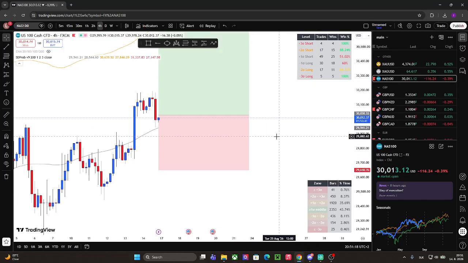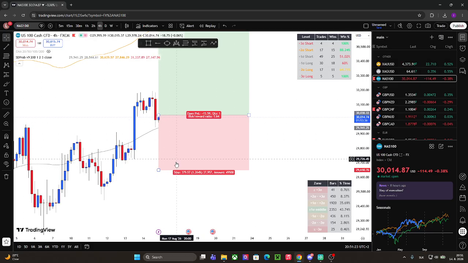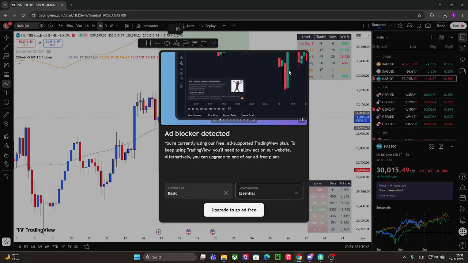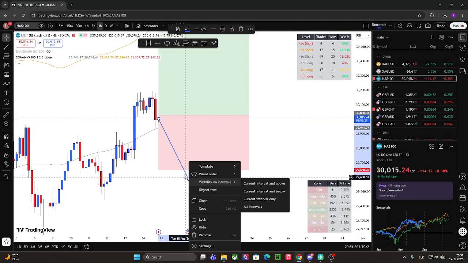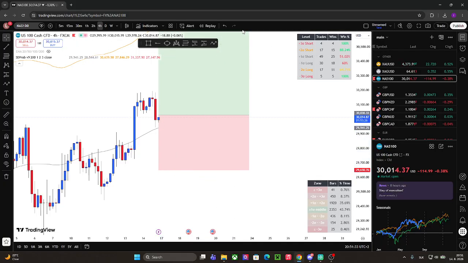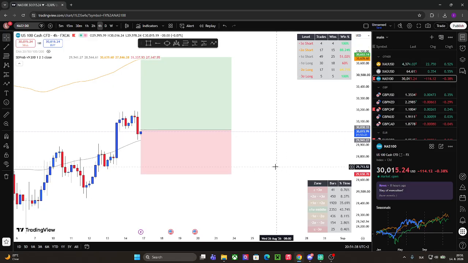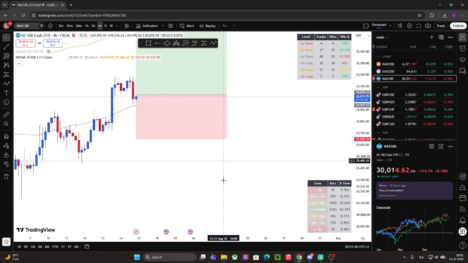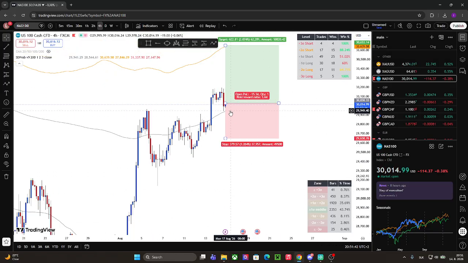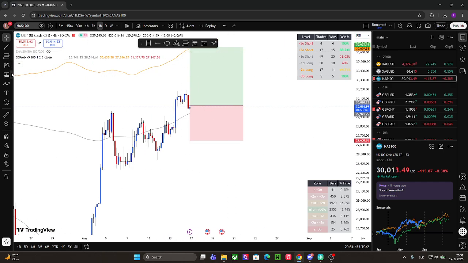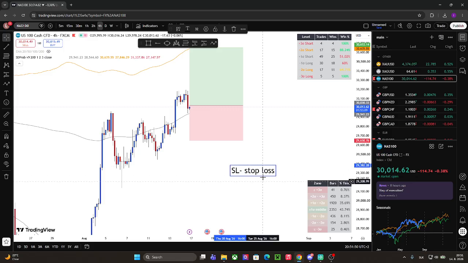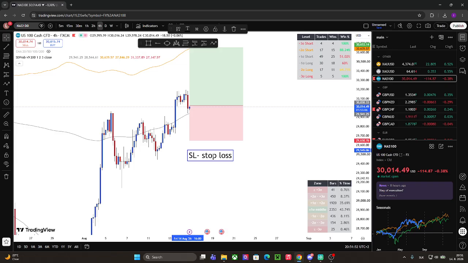So a stop loss is basically, let's say you have a stop loss right here. This red box all the way down here, this is your stop loss. If price comes all the way down here, you will just get out of the trade and take the loss. So you will lose some money, but it's better to lose some money than to blow your whole account. So that's basically just stop loss. We can write that down here. SL, stop loss. So we have first that.